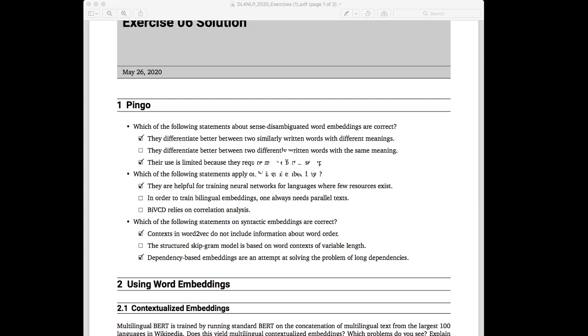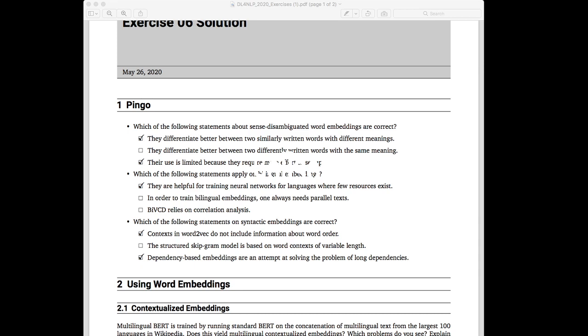Okay, the last question is about syntactic embeddings. The statement that the context in word vectors does not include information about the word order is correct, because it doesn't encode the positional information during the training.